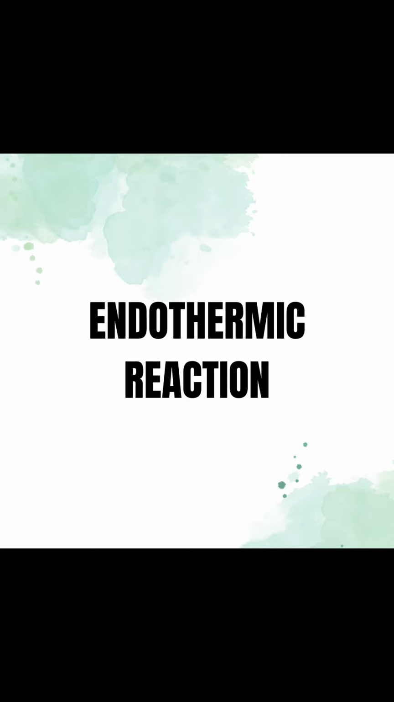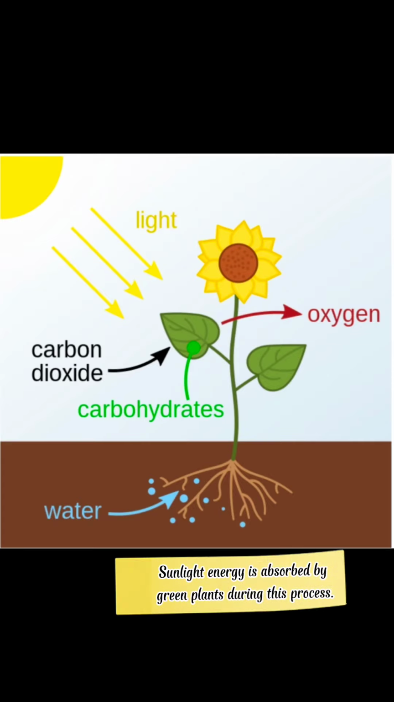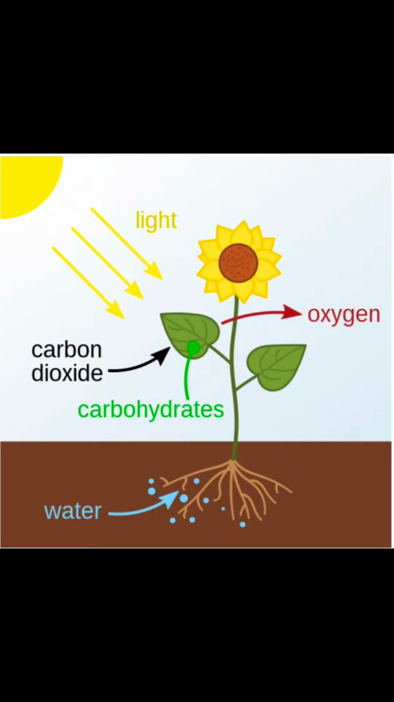Okay, let's move to endothermic reaction. Endothermic reaction is a reaction that absorbs heat from the surroundings and causes the temperature to drop. This picture shows the photosynthesis process. Photosynthesis is an example of endothermic reaction because sunlight energy is absorbed by green plants during this process. Okay, now I need to use a slide because I need to show you something about the energy level diagram.